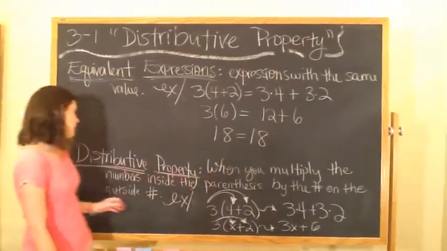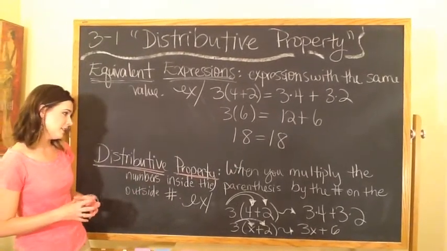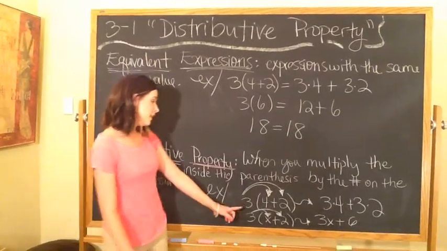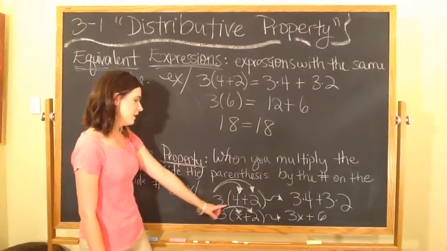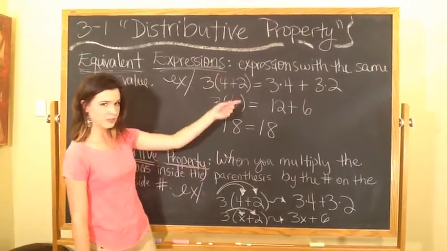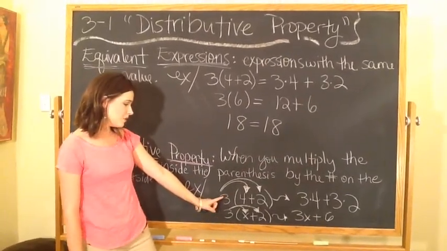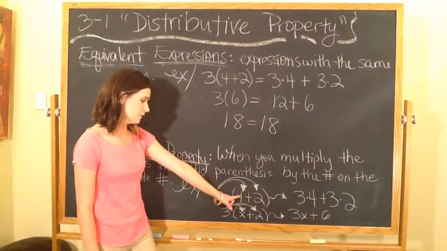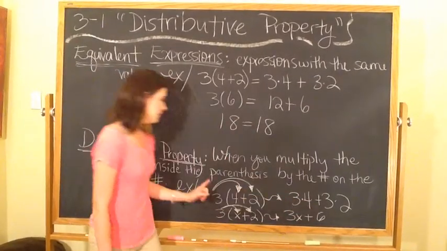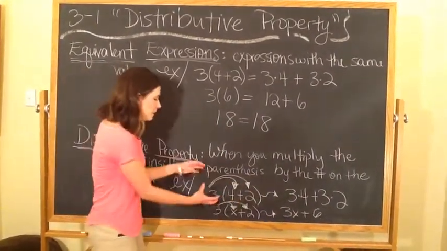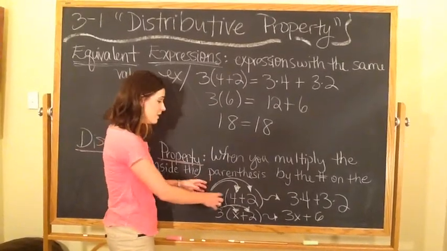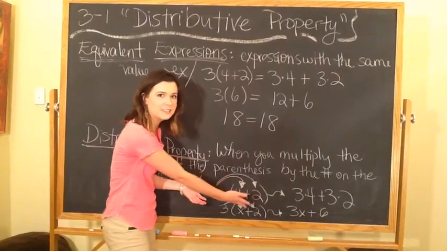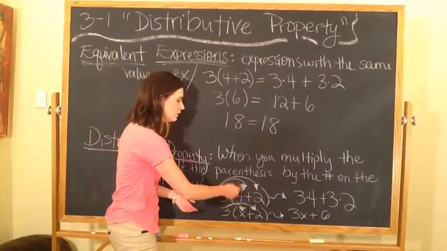So you multiply the numbers inside parentheses by a number that's on the outside. What does that look like? In this first example, we have 3 times (4 plus 2), which looks very similar to what we did up here. Now what we can do is multiply this 3 times the 4, and then plus this 3 times the 2. Since the number is on the outside of the parentheses, we're multiplying everything on the inside by it anyway, whether we add first or distribute it.